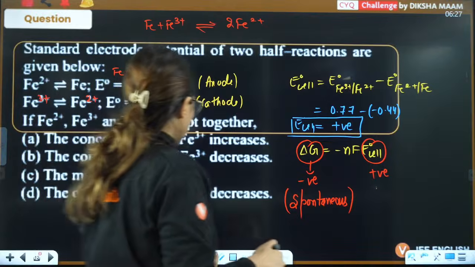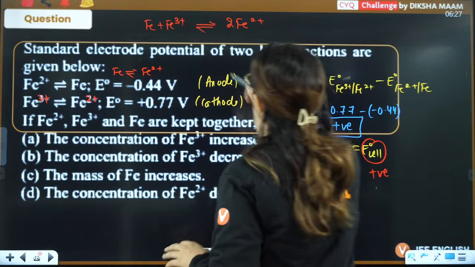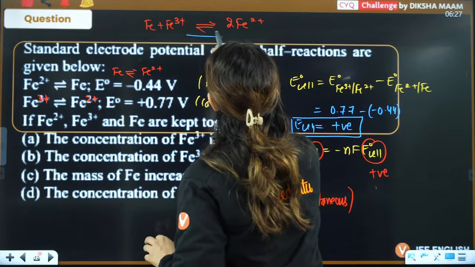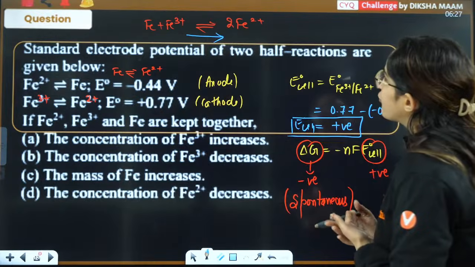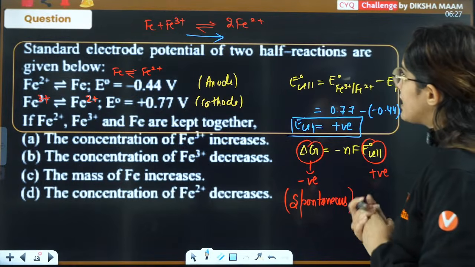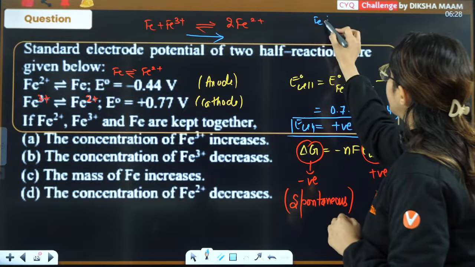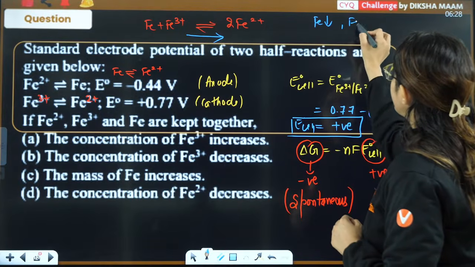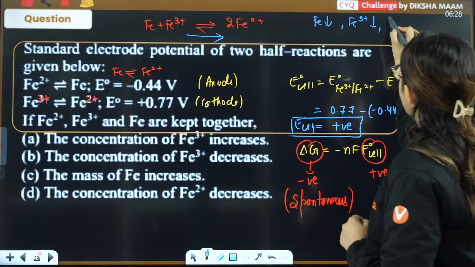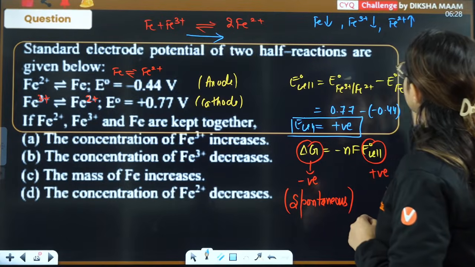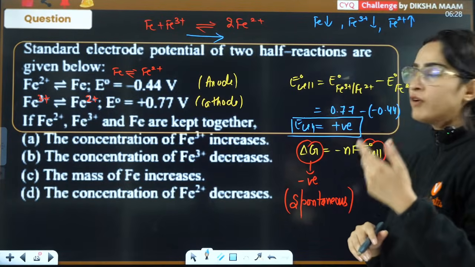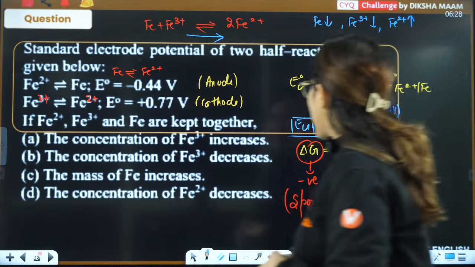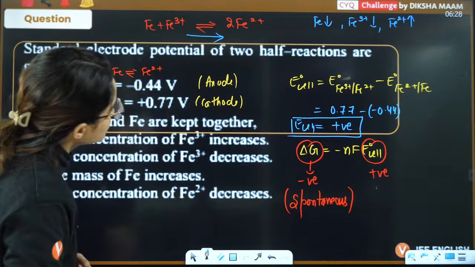So if you see this, if it is moving in the forward direction, the reaction is spontaneous, so it is moving in the forward direction. So what will happen? First thing is Fe will decrease, Fe3 positive will decrease, and Fe2 positive will increase, because it is in the forward direction. So we can say Fe3 positive increases, that is not correct.